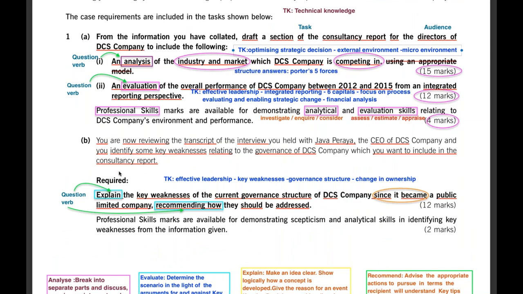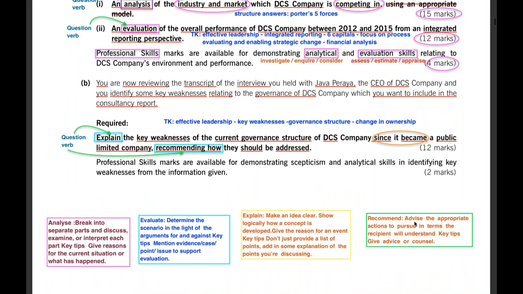Under this particular requirement, you are asked to explain, and you are asked to recommend how. Recommend means advice, the appropriate actions to pursue in terms of the recipient. That means you're supposed to give advice or counsel on how they should be addressing these particular issues. What are you asked to explain here? Key weaknesses of the current governance structure of DCS company since it became a public limited company.